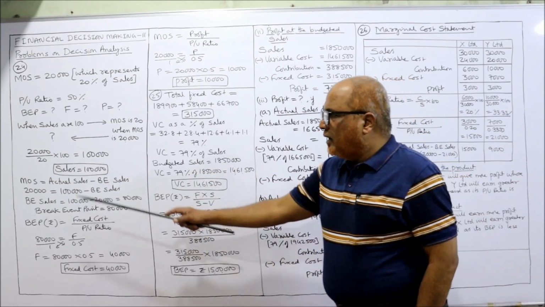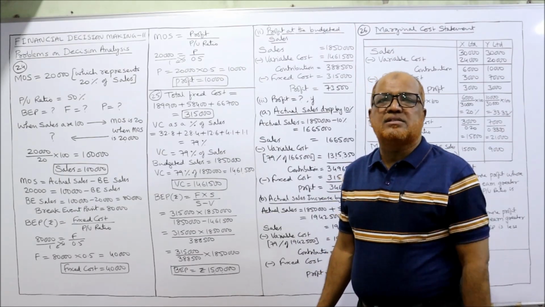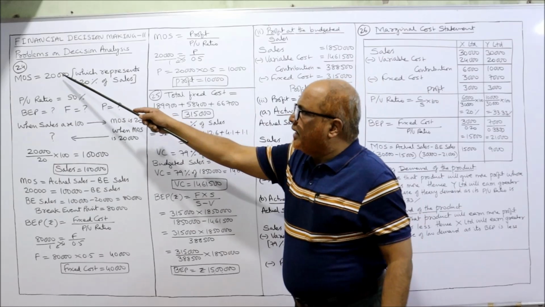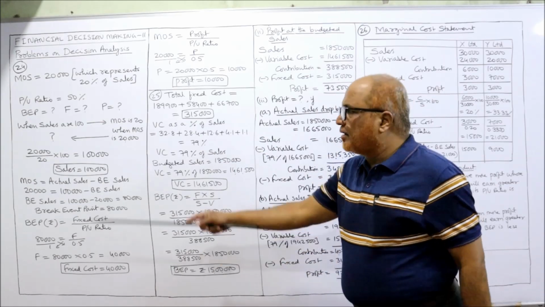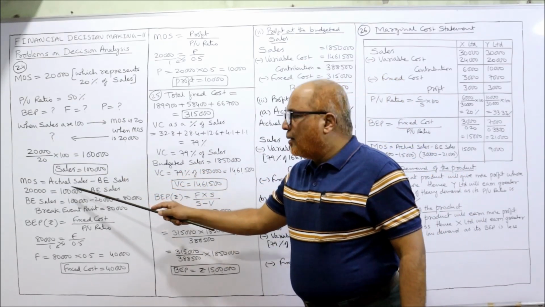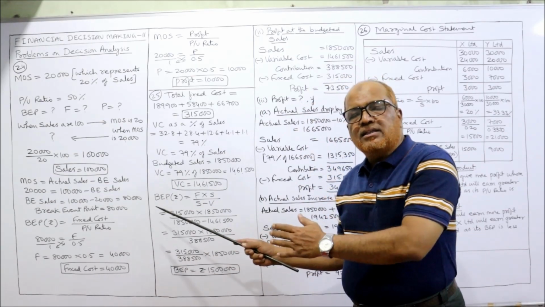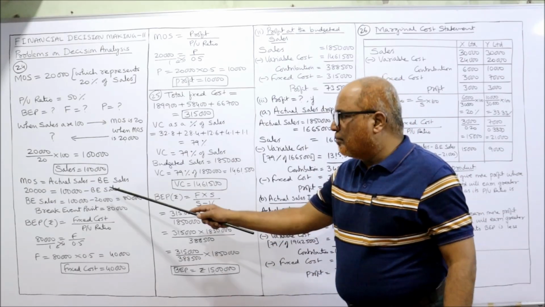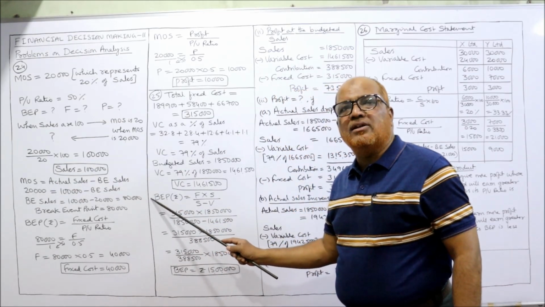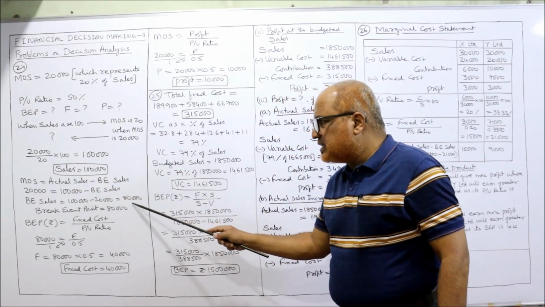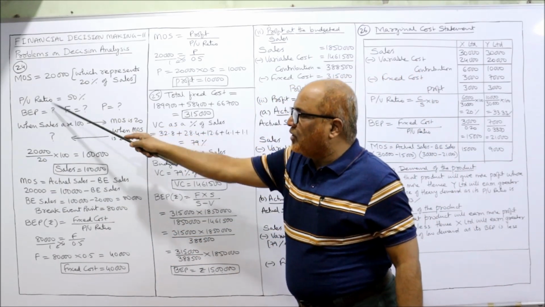We have calculated that. Now, MOS. The formula for MOS is actual sales minus break-even sales. MOS is given in the problem as 20,000. So in place of MOS, 20,000, and actual sales, which we have just calculated, 1 lakh. So 20,000 equals 1 lakh minus break-even sales. Equation has been formed. Now take this break-even sales to LHS, so this minus will become plus, and bring this 20,000 to RHS, it will become minus 20,000. So 1 lakh minus 20,000 is 80,000. So finally we got break-even sales equal to 80,000. First question we got it.